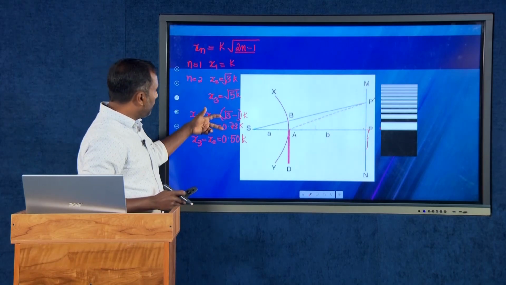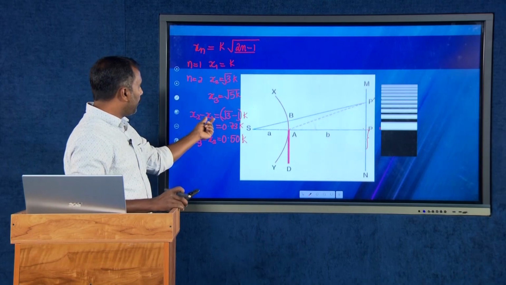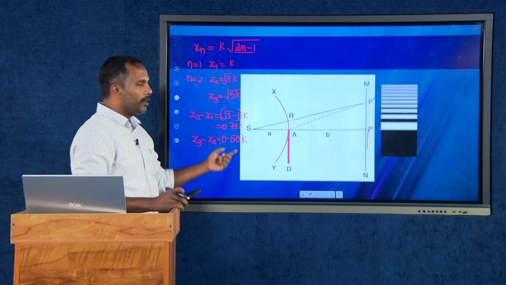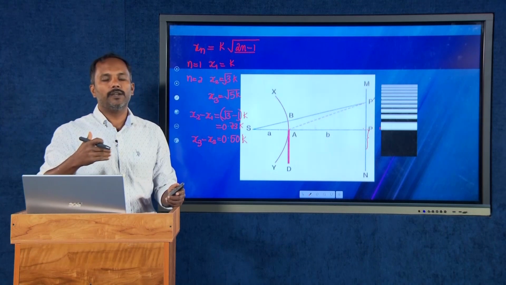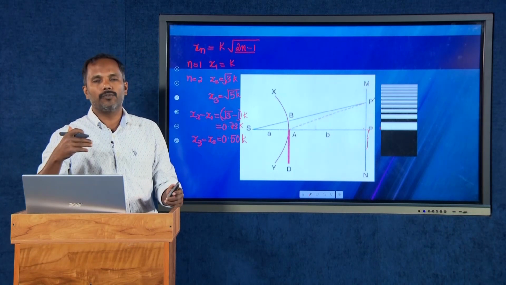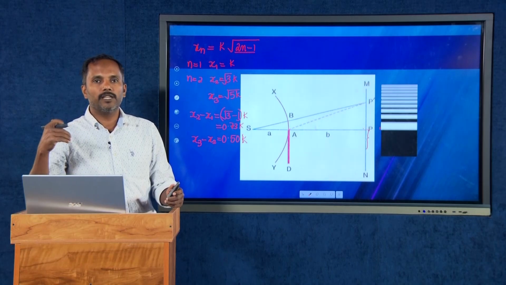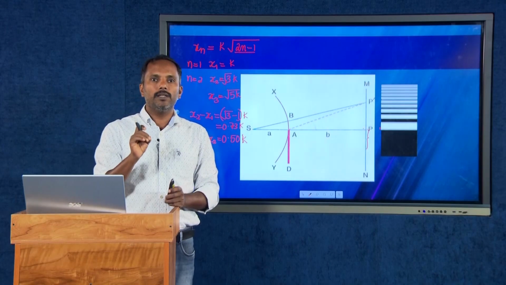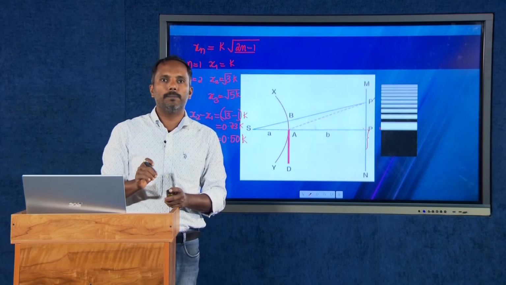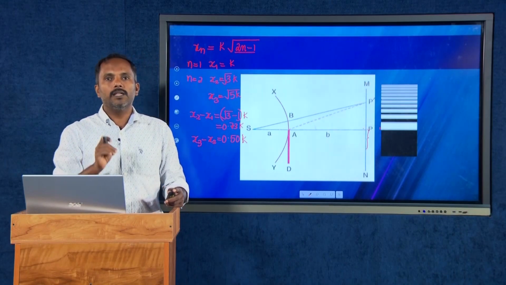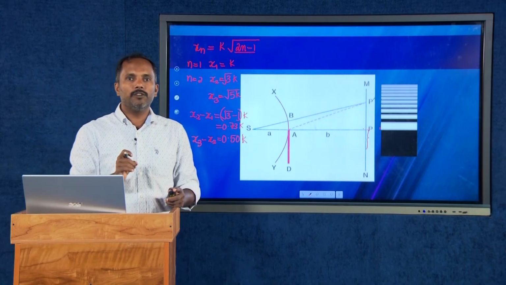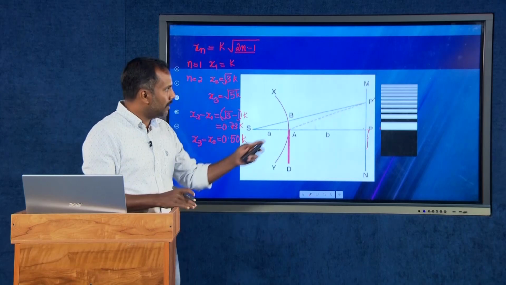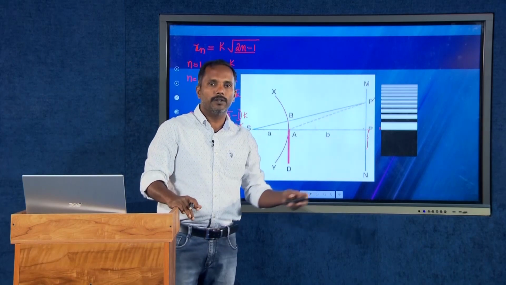You can see that the width between the second and first was 0.73, then third and second one is 0.5, and it gradually decreases if we take further x4 minus x3 and x5 minus x4, that gradually decreases. That means we see that with increasing order, the separation between the consecutive maxima decreases. That means the fringes come closer as shown in the figure here.